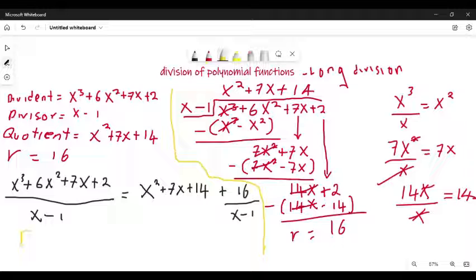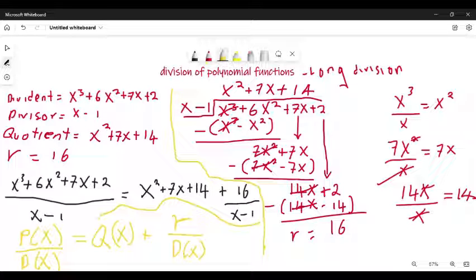Say p of x, which is the polynomial or the dividend, over the divisor, which is d of x. So this is the formula. This is equal to the quotient, which is q of x, plus the remainder, which is r, over the divisor, which is d of x. I hope you can relate this formula to the answer we found here. How I presented the answer, you can relate to this formula. So this is how you should go about it. You have to know the definition of the dividend, divisor, quotient, and the remainder, and how to go about long division. So with this, let me do the next example.